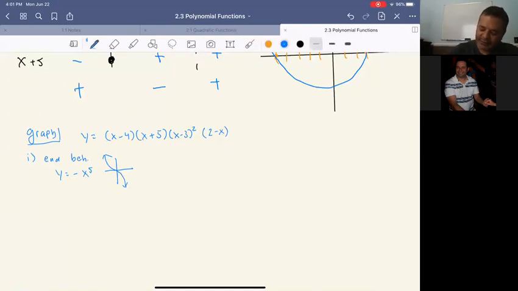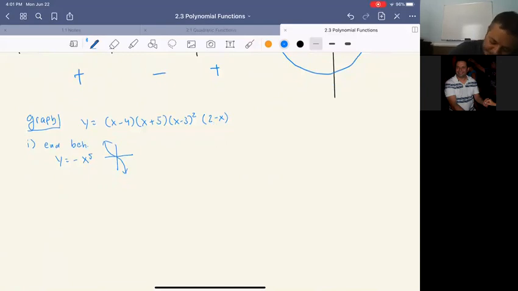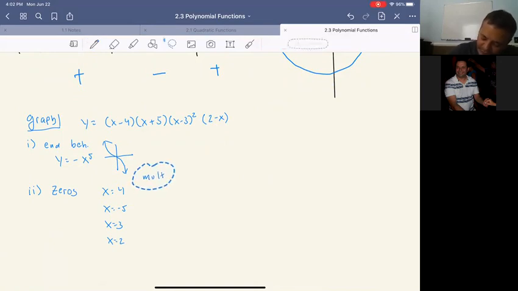Next, let's take our zeros. Our zeros are at x equals 4, x equals negative 5, x equals 3, and x equals 2. They all have multiplicity 1, except for the zero at 3, which has a multiplicity of 2.